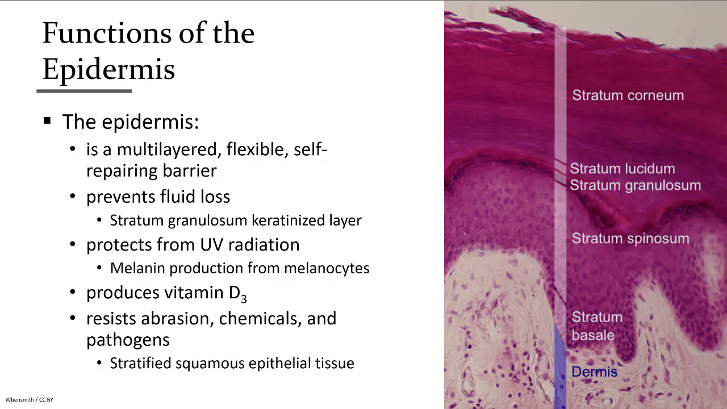So the functions of the epidermis are as follows. The epidermis is going to be stratified squamous epithelial tissue. We're going to need to know these 5 specific layers of the epidermis, but it's multi-layered. It's going to obviously be flexible. It's on the surface of our skin. It's helping us prevent fluid loss, protects us from UV radiation. So these are all the things that our epidermis does.